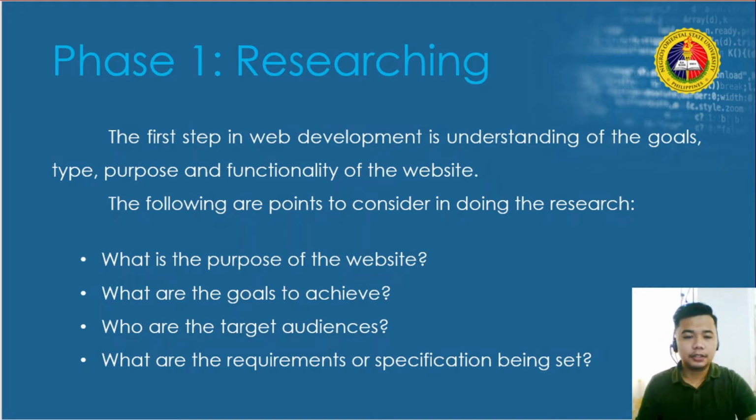Next is, who are the target audiences? It is understanding which type of people will have the greater impact with the web content. For example, travelers, offshore companies, or online shoppers. And then lastly, what are the requirements or specifications being set? These are additional requirements and specifications set by the client for the website. For example, the client may require website responsiveness, email services, preferred color palettes, and many more.